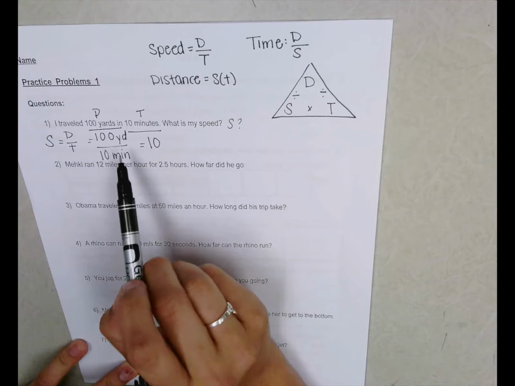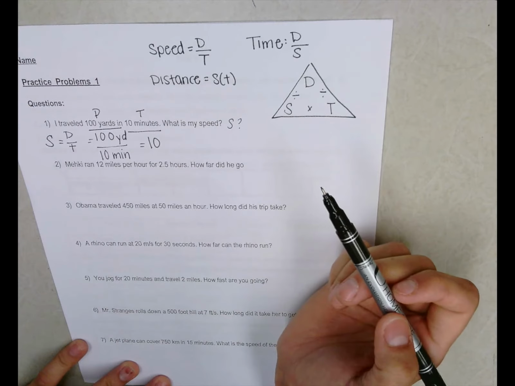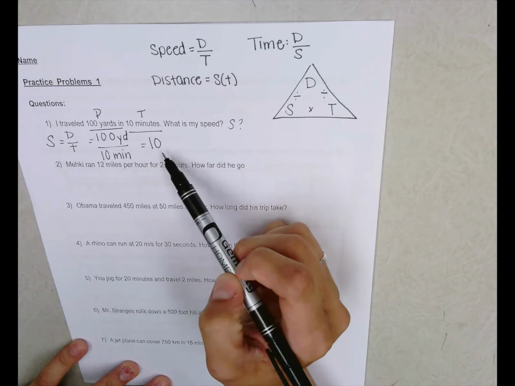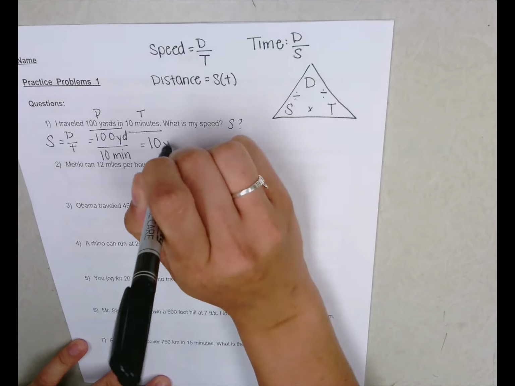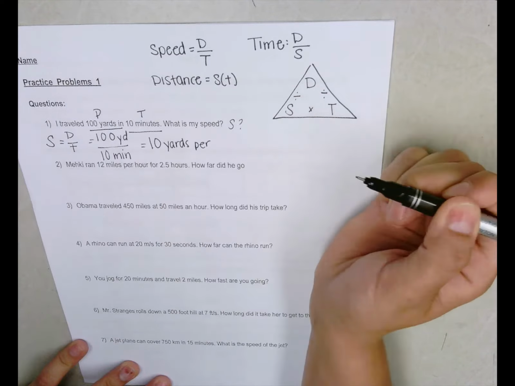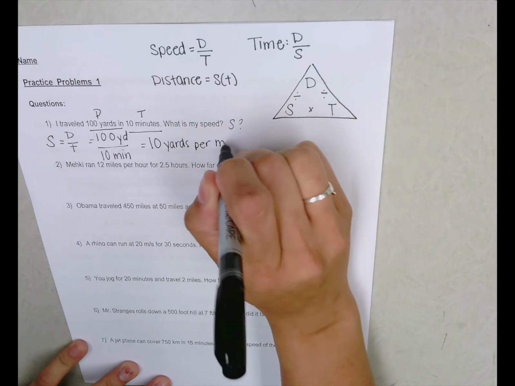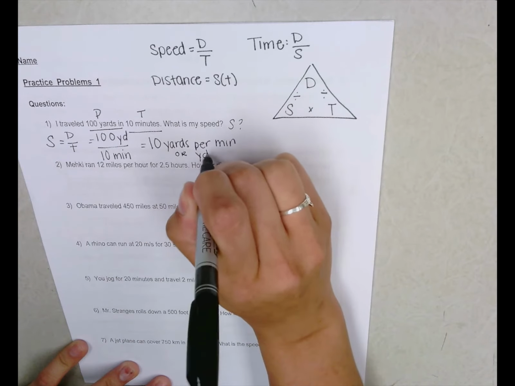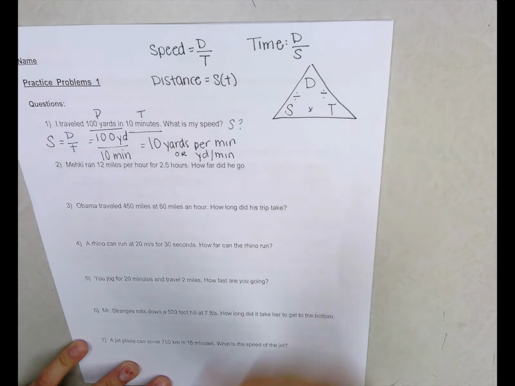And remember, guys, a lot of times we use miles per hour. Miles is a form of distance. Hours is a form of time. So it is perfectly fine to put yards per, or yards slash minutes, okay? So you could do that, or you could put yards per minute, okay?